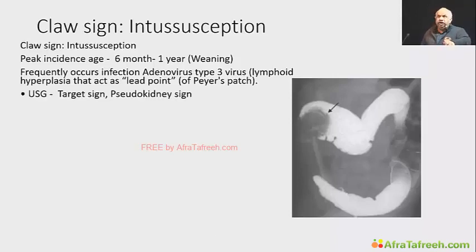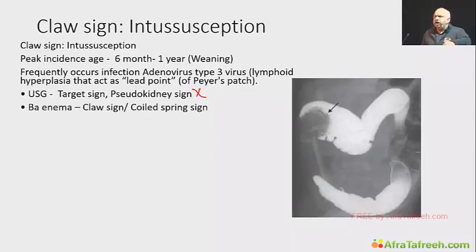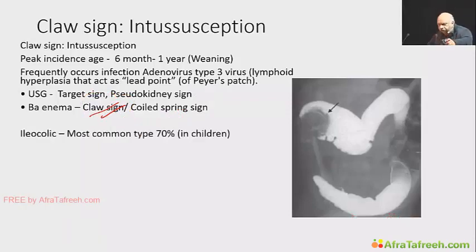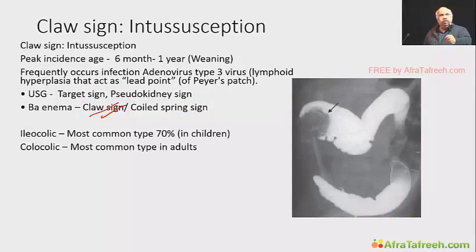Ultrasound shows target sign and pseudokidney sign. It will not become an MCQ. CT scan also shows target sign and bowel inside bowel. This is what you get. Coiled spring sign, you also get in intussusception and bowel hematoma. But claw sign is very, very important. I'll show you many claw signs because this is important. Types, ileocolic is most common, ileum goes in colon, but in adults, colocolic is most common. So ileum goes in colon, that's the most common, while in adults, colon going into colon is most common.